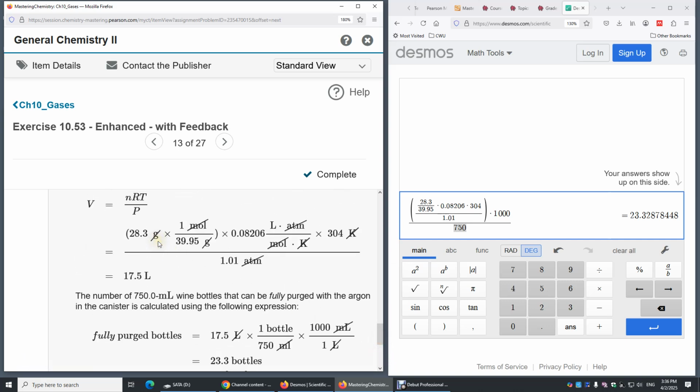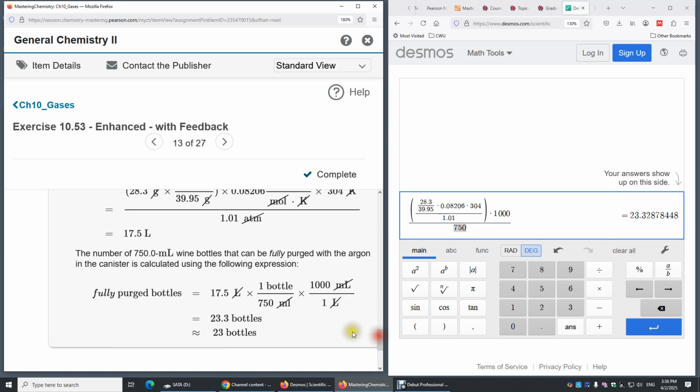Mastering Chemistry calculated V first in liters, and then divided by the volume of one bottle. They get 23.3 bottles as well.